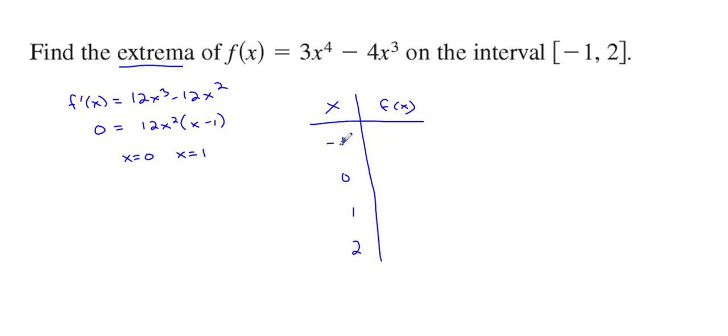Evaluating. So we evaluate this x value in the original function to get the actual height of the function. Okay, so 3 times -1 to the 4th minus 4 times -1 cubed. What do we get in that? Well, that's 1 times 3, -1 times -4. That's 7 then?